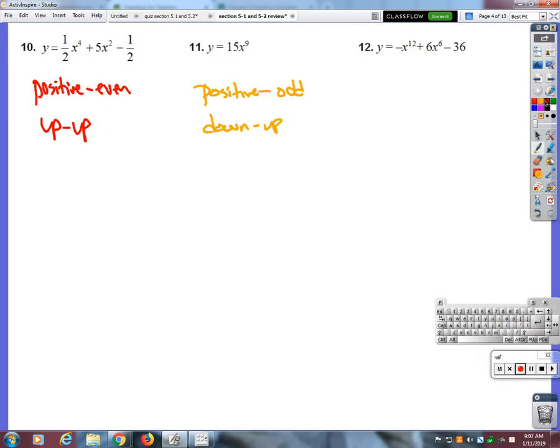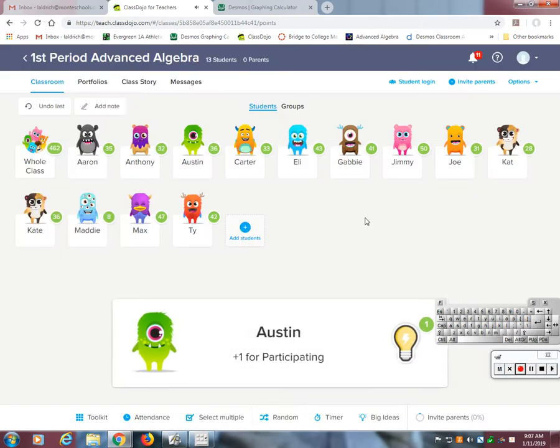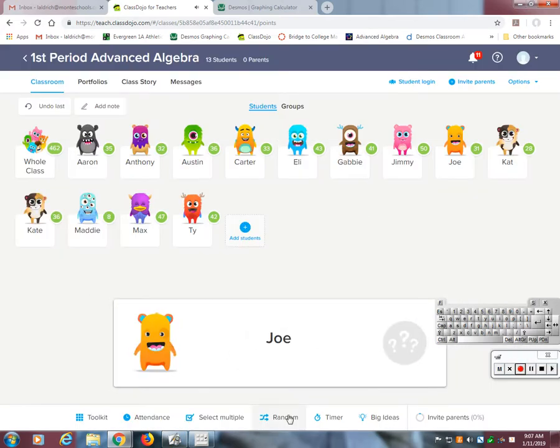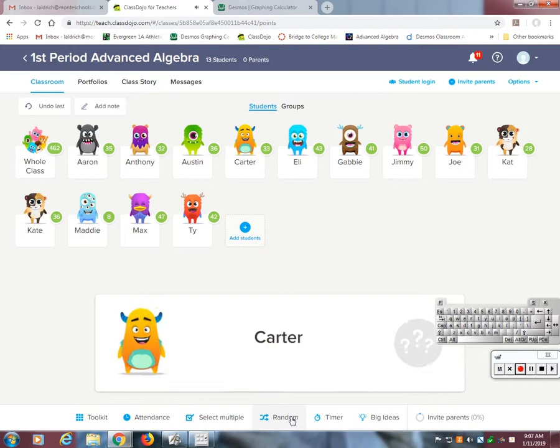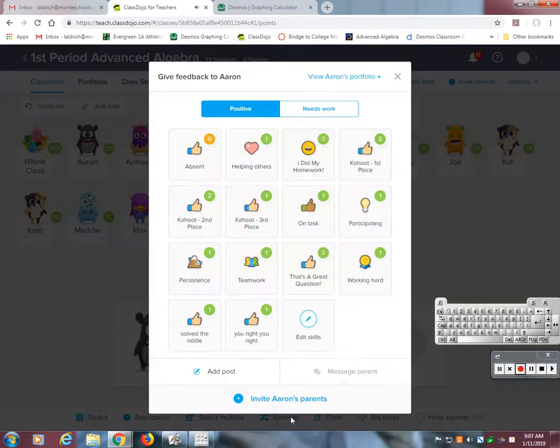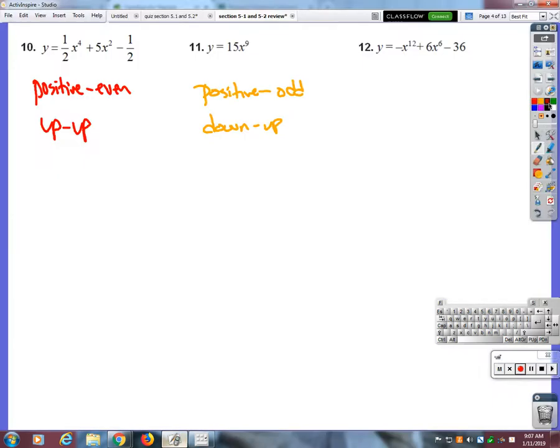Okay, and then the last one of these. Aaron, what do we got going here? Yep. Good, down, down, because that is the negative. And this is even.